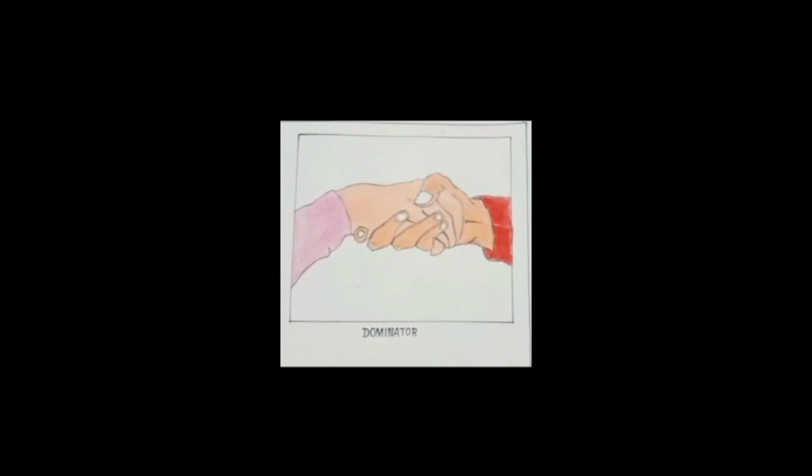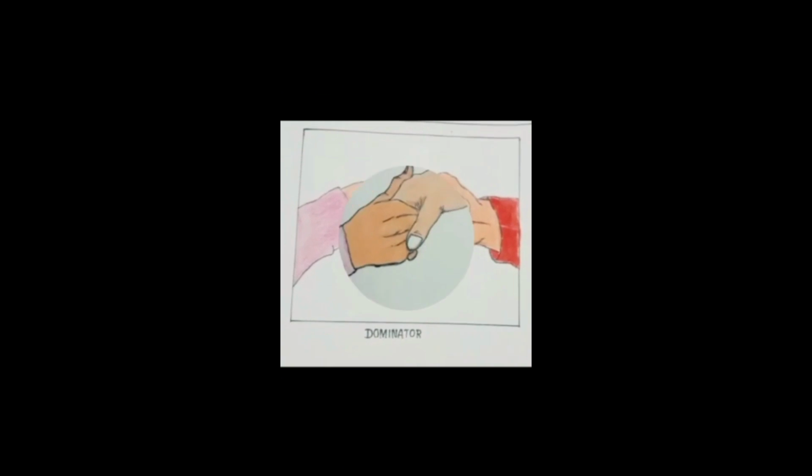Third, the dominator handshake. This involves placing your palm downward when offering your hand to someone and is a form of aggressive communication. By placing your palm downward, you force the other person to place their palm up, a submissive position.